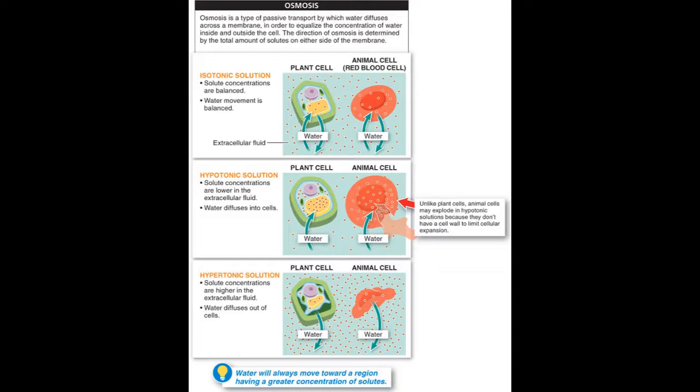Now, second, if the concentration of the solutes outside the cell is lower than the concentration inside the cell, the outside solution is hypotonic. In this situation, if the cell membrane is not permeable to the solutes, more water will move into the cell than out of it, and the cell will swell. Lastly, if the concentration of solutes outside the cell is higher than the concentration inside the cell, the outside solution is called hypertonic. In this situation, if the cell membrane is not permeable to the solutes, more water will move out of the cell than into the cell, and the cell will shrivel up.